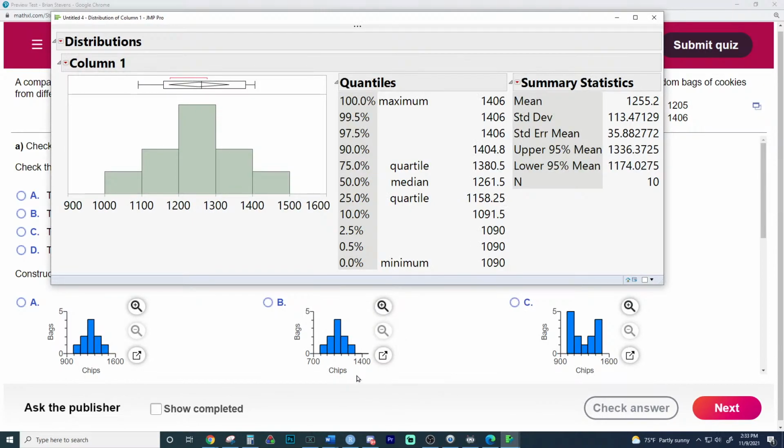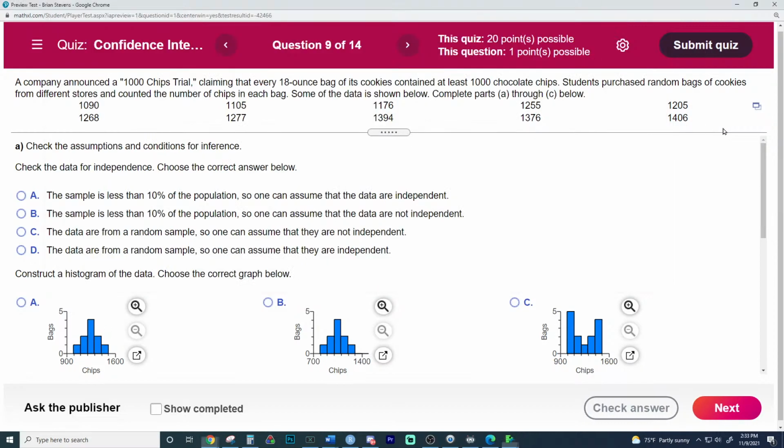So when you put it in properly, it works every time. But if you don't, you make a mistake. So it does go from about 900 to 1600. So we are able to identify it. And you'll notice these two have the same scale, but this one has the right shape, and that looks very normal. So check the assumptions.